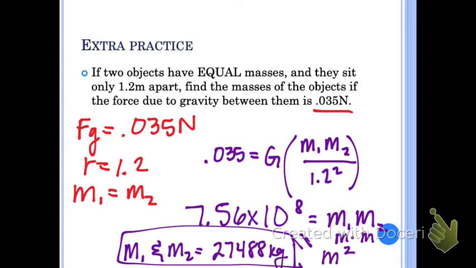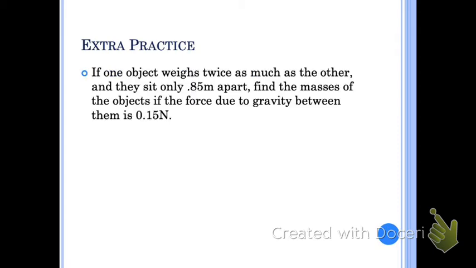So here we go. This one says, if one object weighs twice as much as the other, and they sit 0.85 meters apart, find the masses of each of the objects if the force due to gravity is 0.15. If one object weighs twice as much as the other. I'm going to give you a minute to get what you want written down, and then we're going to start working through this together. Okay. We know that our radius is 0.85.